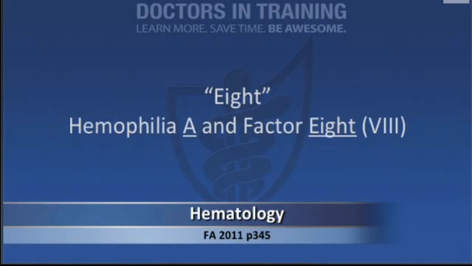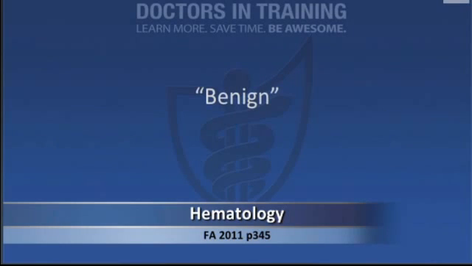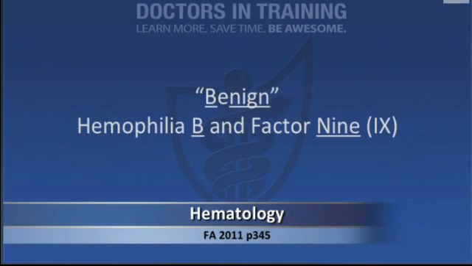That's hemophilia A. So the way I remember the difference between hemophilia A and hemophilia B is I just use two words, 8 and benign. So 8, factor 8 and hemophilia A, combine the two, and you just get 8 with an A. And benign is hemophilia B and factor 9, B9, benign. So if you can just remember those two words, you can remember which factors are deficient in the different hemophilias.